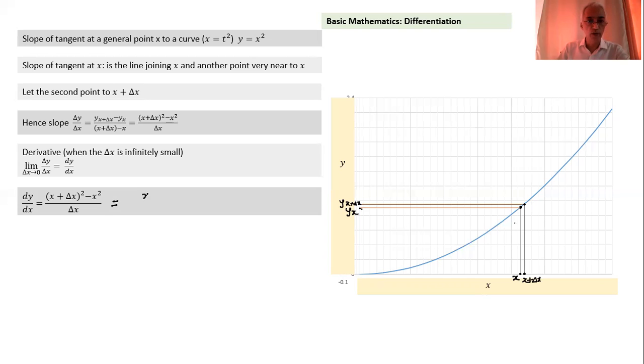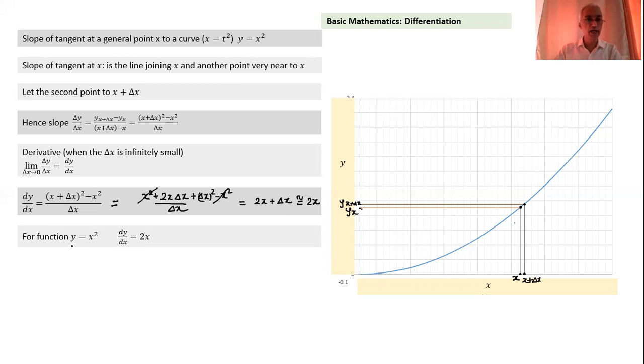So this will become x square plus 2x delta x plus delta x square minus x square by delta x. These two terms will cancel out. What is left is 2x plus delta x. And since delta x is extremely small, this will almost be equal to 2x. Okay. So what we get here, for y equals x square, dy by dx comes equal to 2x.